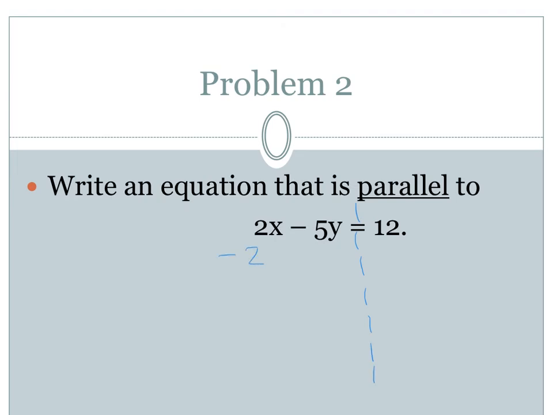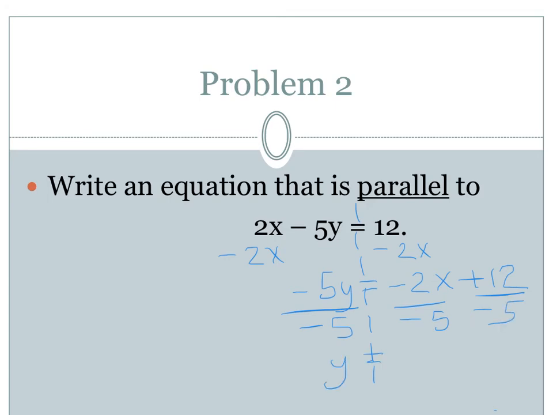So I'm going to subtract 2x on both sides. And now I have negative 5y equals negative 2x plus 12. My coefficient is -5, so I'm going to divide by -5 on both sides. So now I have y equals, check with your calculator, so you should get 2 over 5x minus 5 over 12. So if I want something parallel, I need to look at my answer choices and look for something that's 2 over 5.